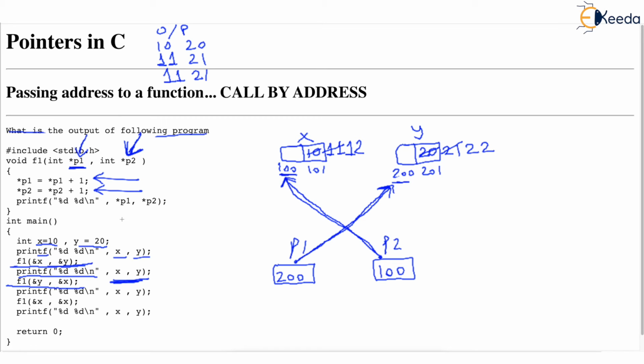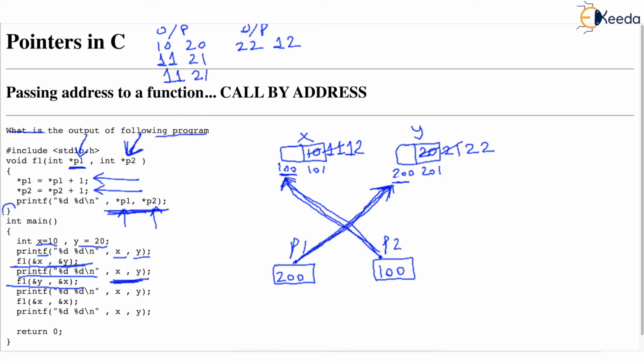And now inside the function we are printing asterisk p1 and asterisk p2. Be careful. Asterisk p1 means value of y. So first y will be printed. Y is 22. So I'll continue the output here. First value printed will be value of y because asterisk p1 means y, and asterisk p2, notice, means x. So second value printed will be 12.